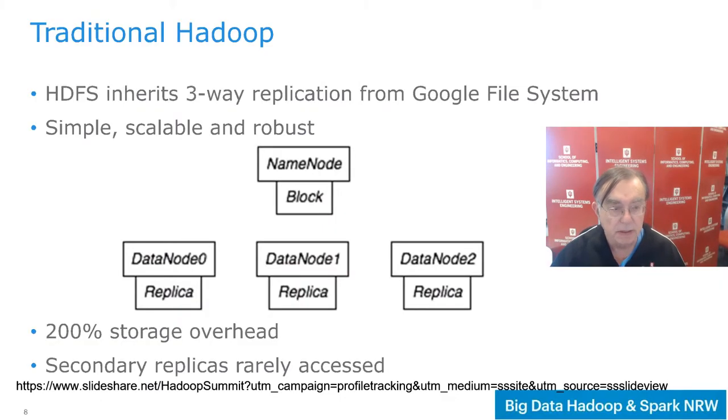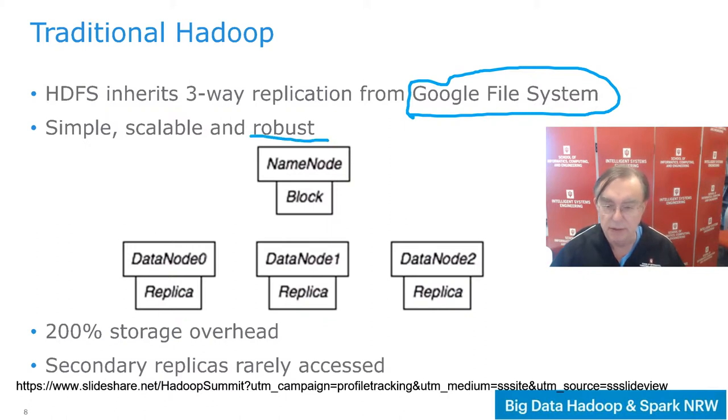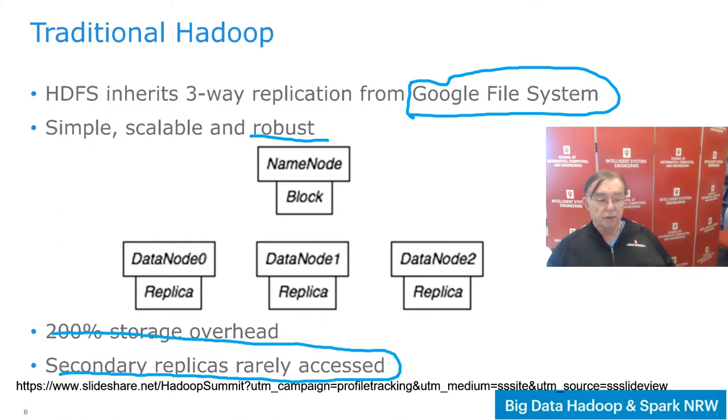All right, so this is three-way replication. That's what Google did in the beginning of time, assuming time began around 2000. It is very simple, trivial to scale, and highly robust. You can even use six-way replication in Amazon S3 to get even more robustness. Of course, it's a little wasteful because the secondary replicas are rarely accessed, unless you want them for locality. If you're running a job and there's a second replica on a node that's not being used, maybe you'll use it to do the computation for more efficient parallel computing. Obviously, there's a 200% overhead.